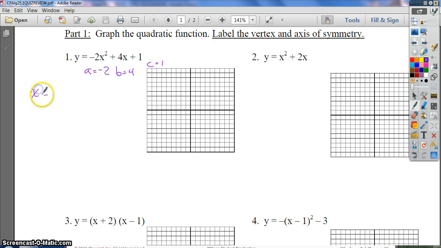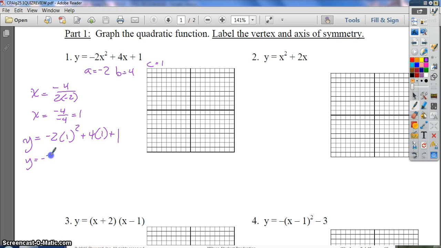So when I do this, this is going to be -4 over 2 times -2, which we all know would be -4 over -4, which equals +1. I am then going to put +1 in. So this is what it's going to look like. That's -2 plus 4 plus 1, which is basically 3. So your vertex is going to be at 1, 3.